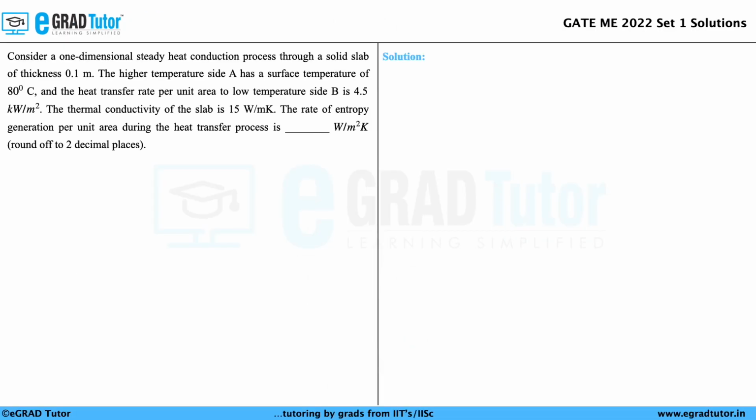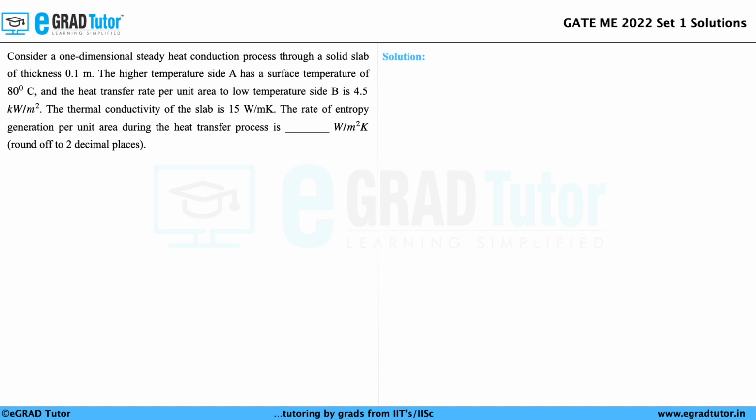Consider a one-dimensional steady heat conduction process through a solid slab of thickness 0.1 meters. The high temperature side A has a surface temperature of 80 degrees centigrade and the heat transfer rate per unit area to low temperature side B is 4.5 kilowatt per meter square. The thermal conductivity of the slab is 15 watt per meter Kelvin. The rate of entropy generation per unit area during the heat transfer process is.